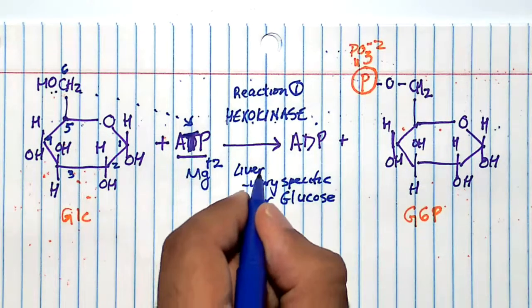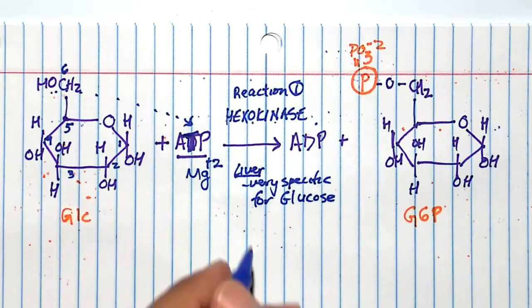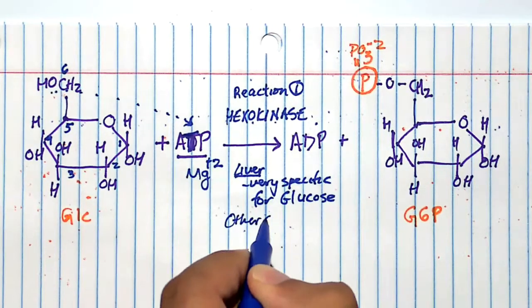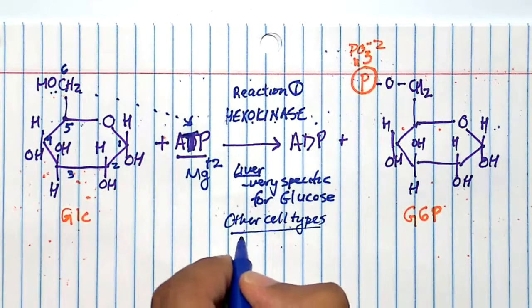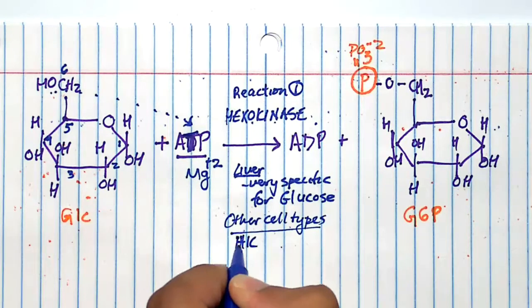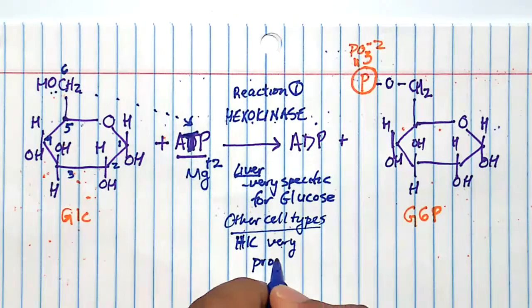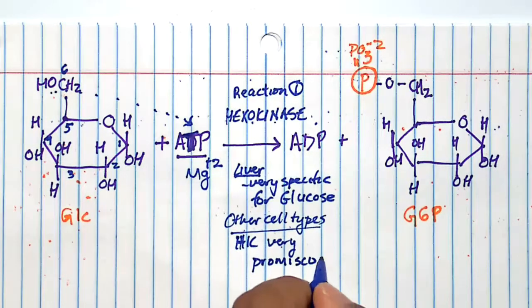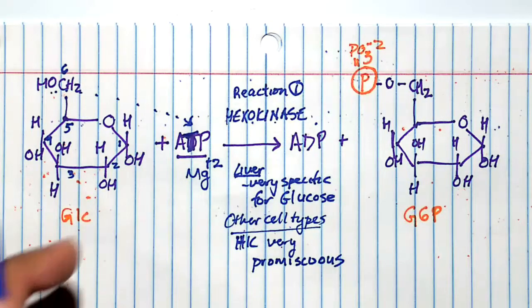But other cell types will have a hexokinase that is very promiscuous. Their hexokinase, HK, is very indiscriminate or promiscuous. By promiscuous, it can phosphorylate not just glucose, but mannose, fructose, other types of aldose and hexose sugars. Okay, so that's the first reaction of glycolysis.